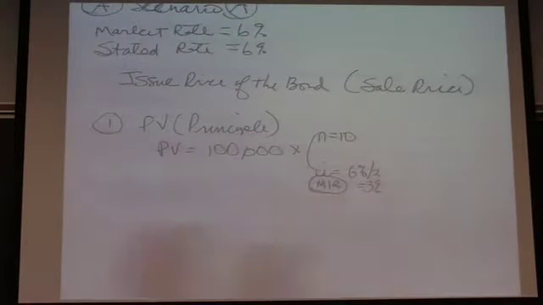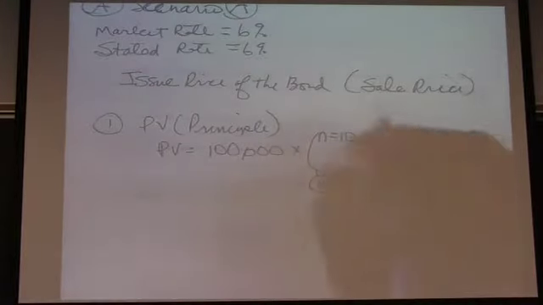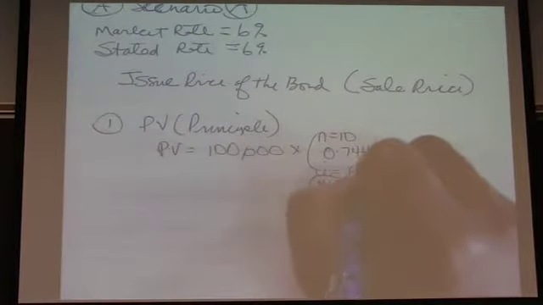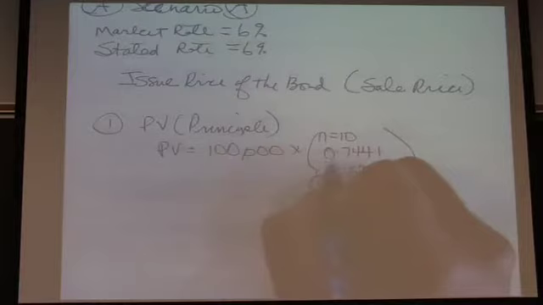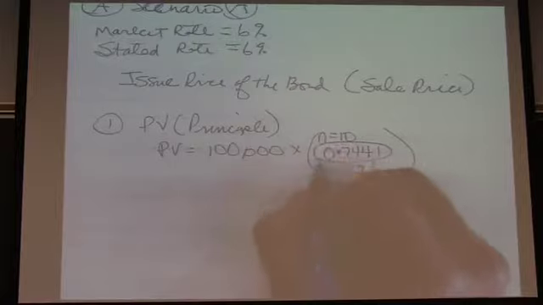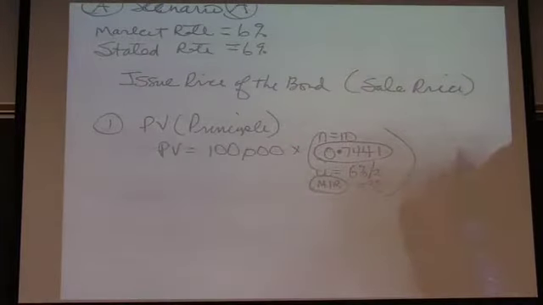Now I'm going to show you how these present value tables work, and there's another video on time value of money. So if you need a quick refresher, you need to look at those time value of money videos to see how the concepts of present value or future value work. But in this case, the factor that we're looking for is 0.7441. Okay, so that's the PV factor. So when I multiply that out, I get 74,410.